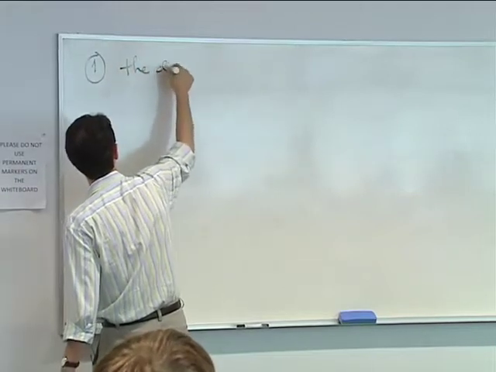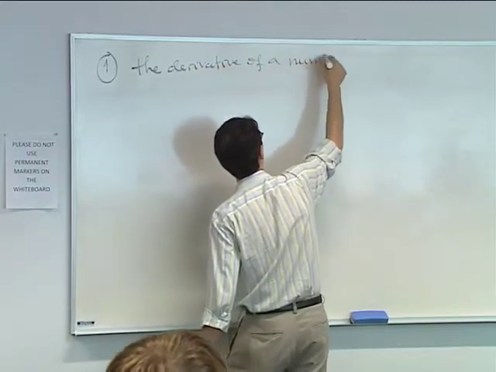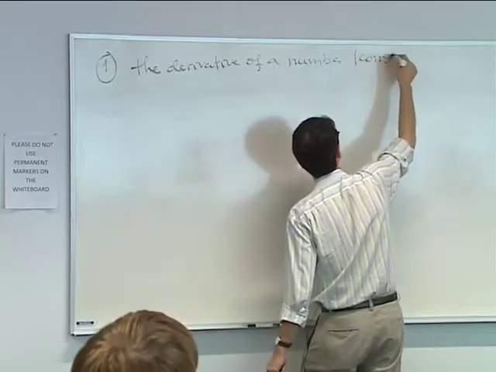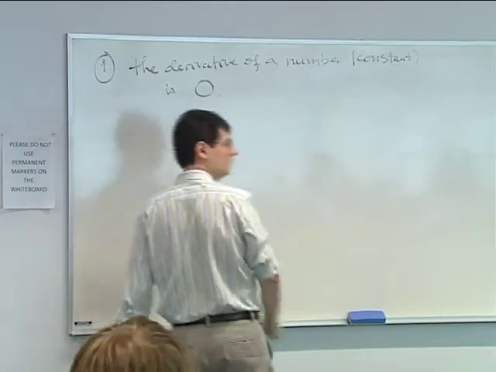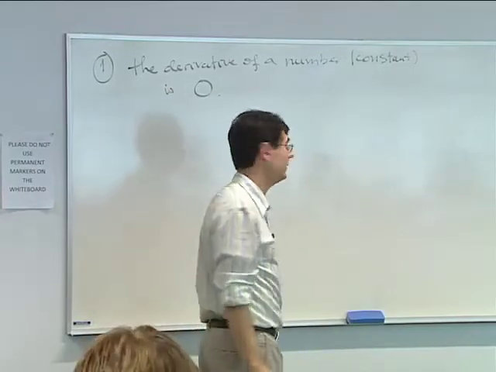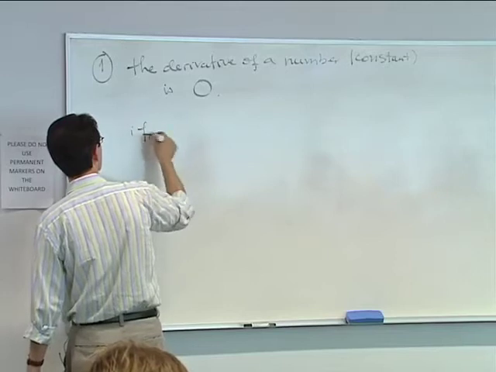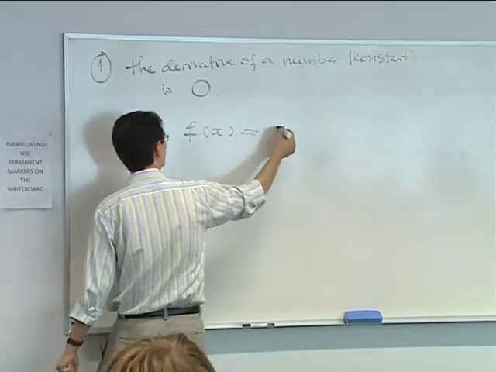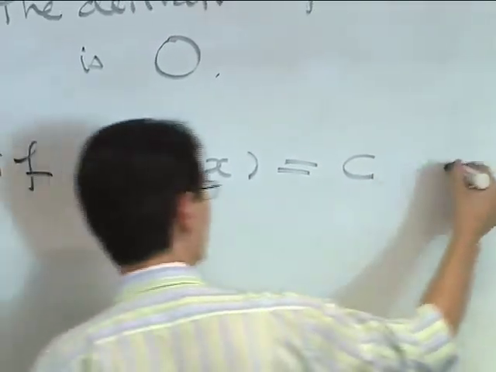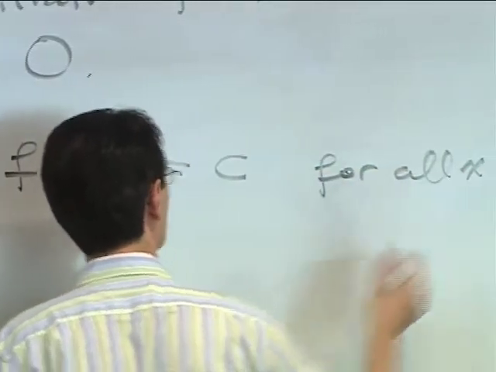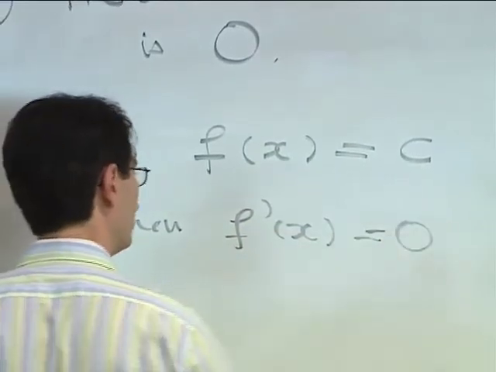The derivative of a number or a constant is 0. I'm going to write it like this. If f of x is equal to c, c is for constant, for all x, then f prime of x is 0 for all x.